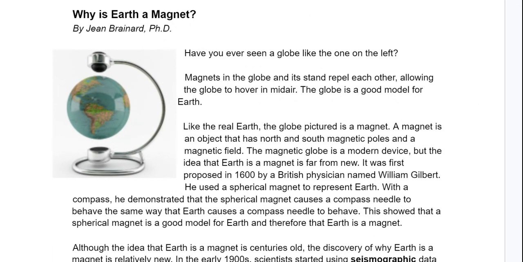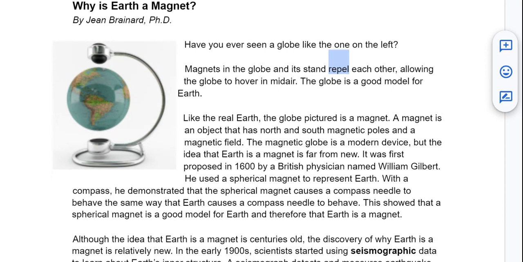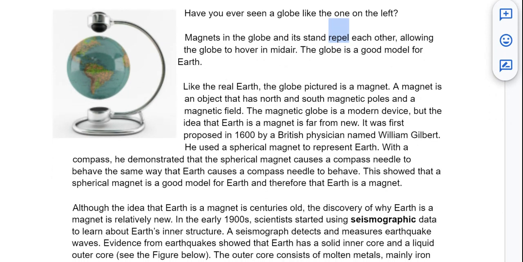What is Earth? Why is Earth a magnet? Have you ever seen a globe like this one to the left? Magnets in the globe and its stand repel each other. That's something you should highlight, allowing the globe to hover in midair. So it's hovering. See, it's just balancing there. The globe is a good model for Earth.